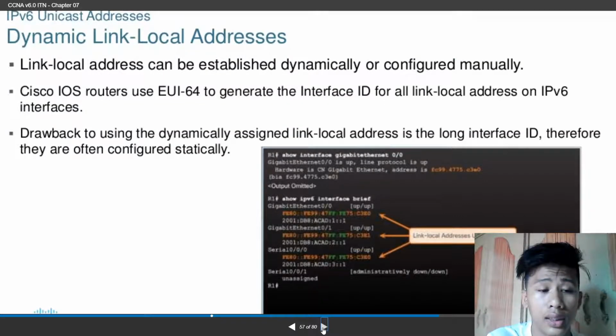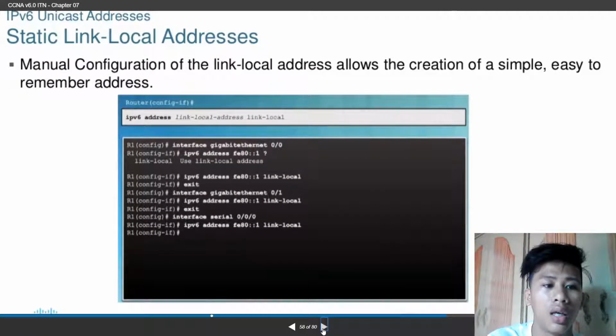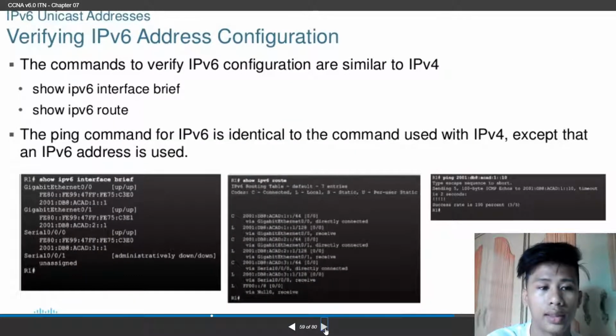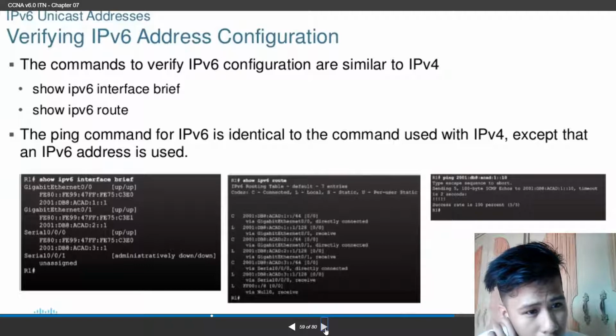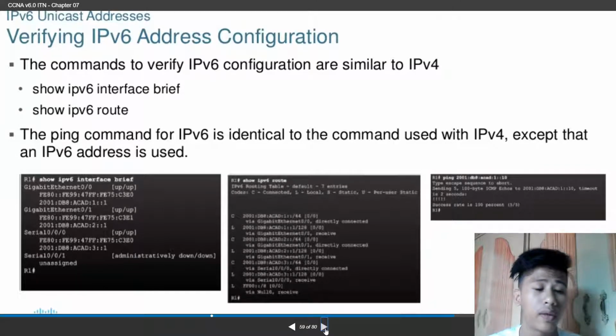A dynamic link local address can be established dynamically or configured manually. The drawback to using a dynamically assigned link local address is the long interface ID. Therefore, they are often configured statically. Manual configuration of the link local address allows the creation of simple, easy to remember addresses. The commands to verify IPv6 are show ipv6 interface brief and show ipv6 route.